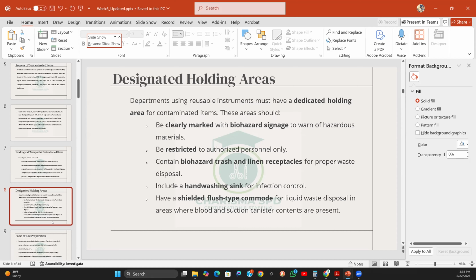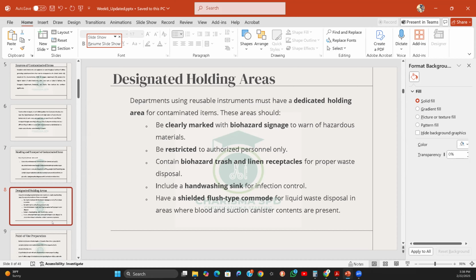Biohazard signature will be there. And this area that we call holding area is not for all who are authorized to go there. You are not authorized to go there if you have no business dealing with those contaminated instruments. You have to be trained to be able to handle that. So biohazard holding area should have that signature. It should have other things that will help the preparation and the point of use of the dirty instrument to be safe and convenient.